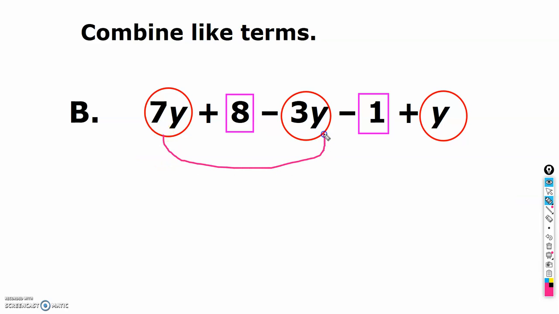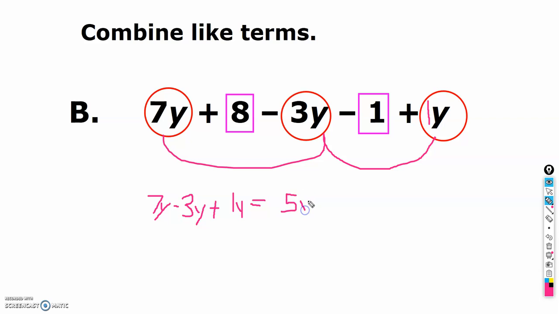And maybe we'll draw lines to them so I can see them. So if I have 7y's minus, this operation sign needs to come with it, 3y plus, how many y's do I have right here? It looks like, or hopefully you said I have 1y, so plus 1y. So let's go ahead and solve from left to right. 7 minus 3 is 4. Plus 1 is 5. I have 5 y's.